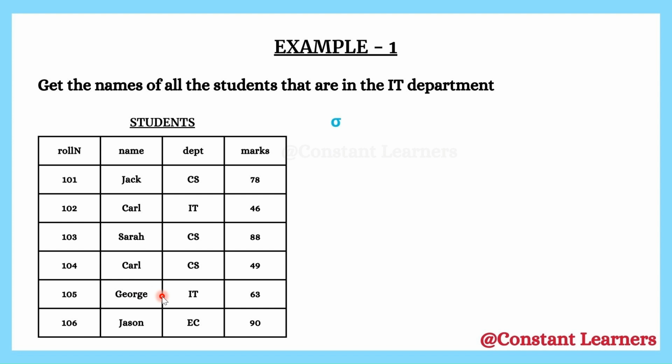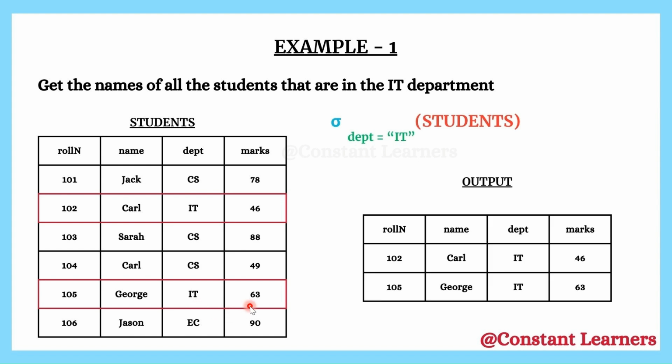Now, the condition here is department is equal to IT. Again, IT will go inside the double inverted commas, and the name of the table, that is students. So, what will be the output? Output will contain both of these rows: 102 Carl IT 46, 105 George IT 63, right? And the output will have all the columns, all the attributes that are present in the original table, all right?